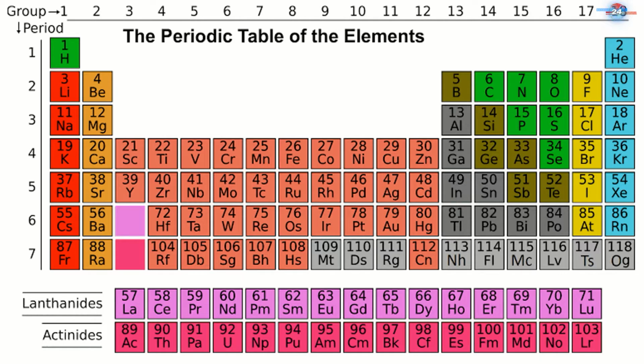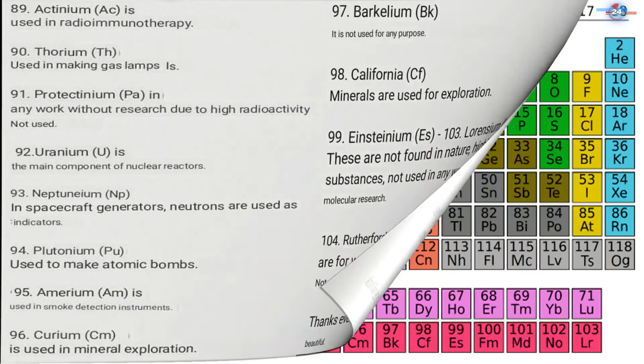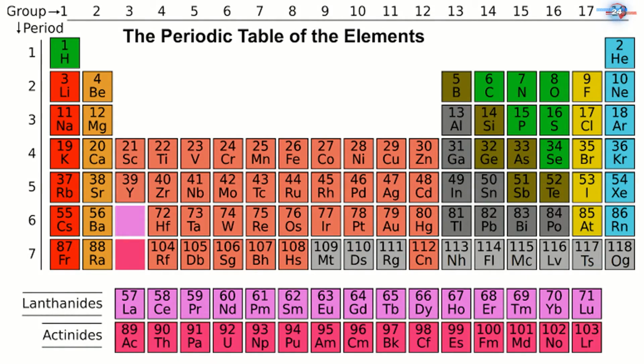102. Moving on, we have lawrencium, which is number 103, represented by capital L, small r. Moving on, we have rutherfordium, Rf. Moving on, we have dubnium, which is number 105, represented by D and small b. Moving on, we have seaborgium, which is number 106, represented by Sg. Moving on, we have bohrium, which is number 107, represented by Bh.